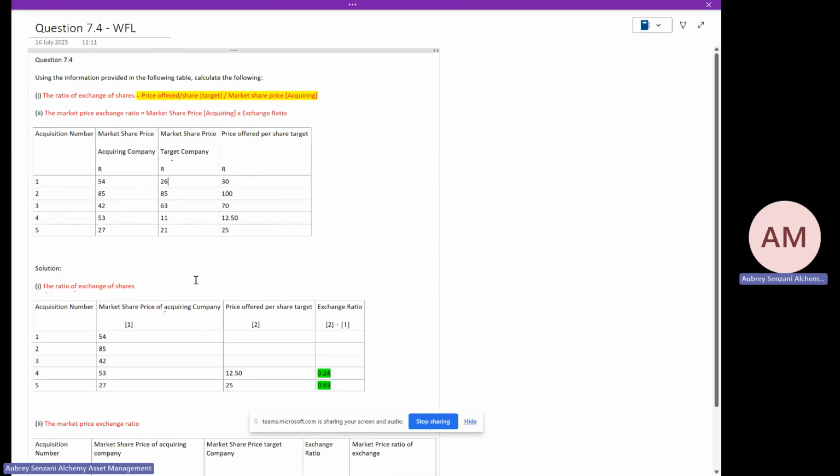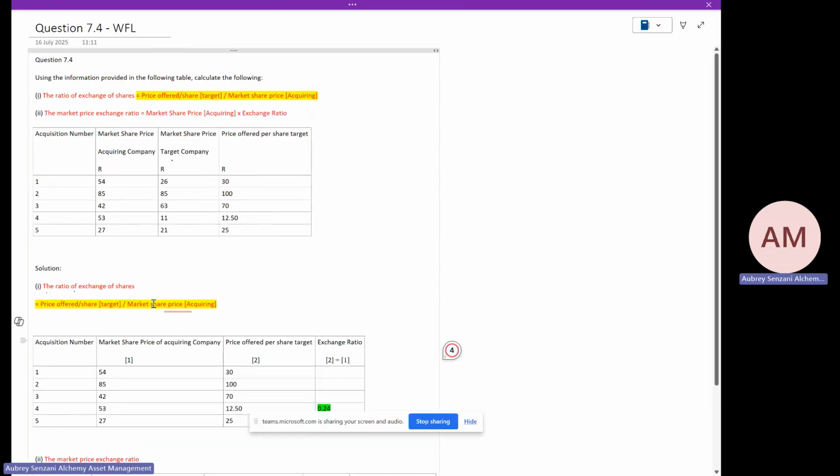Okay, so first part, the ratio of exchange of shares. We've been given this information. Market share price of the acquiring company, it's this here, so that's a copy and paste. Then we come to price offered per share of the targeted company. We've been given that information, so it's copy and paste. So 30, then 100, then 70. And now we must apply this formula here to get the exchange ratio, because that's what we are looking for, isn't it? So let me plug that in here.